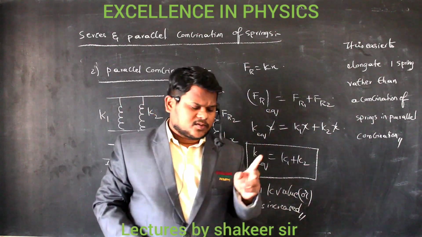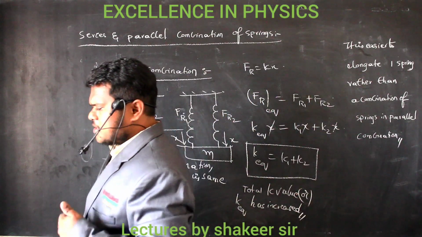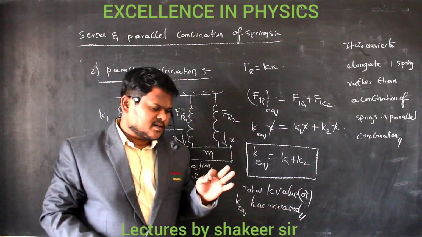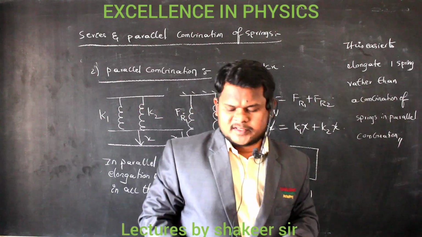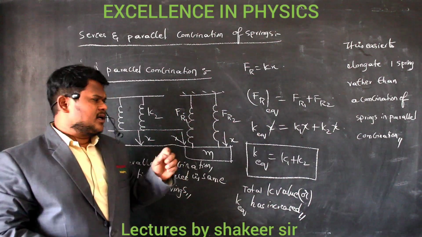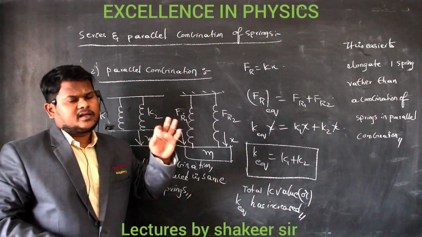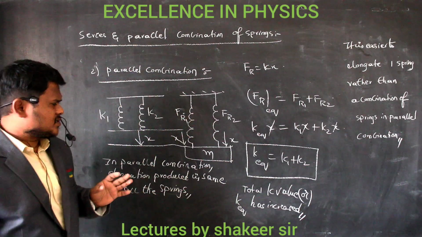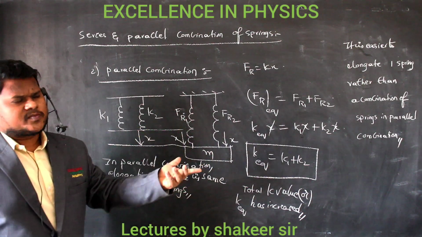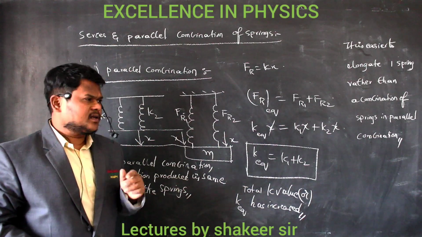Clear ma? So what is the point which we have to remember in series combination? In series combination we have to remember that the restoring force produced in every spring is equal. That is what we have discussed. But in parallel combination, the elongation produced in both of them will be equal. Are you able to understand? So, elongation produced are equal. Restoring forces may be equal, may not be equal. It again depends on K values. Clear? That's all.